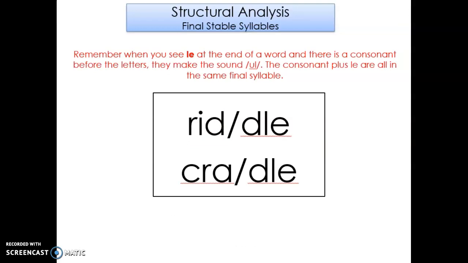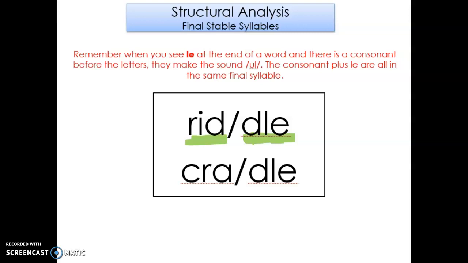All right. Remember that when you see LE at the end of a word and there is a consonant right before the letter, then they make the sound ul. The consonant plus LE are all in the same final syllable. So if we have the word riddle and we clap it, we have rid-ul. So we have RID, rid, in our first syllable, and then DLE says dull.